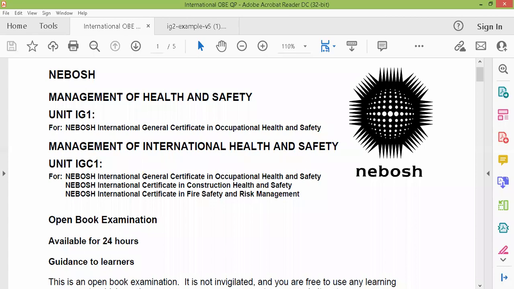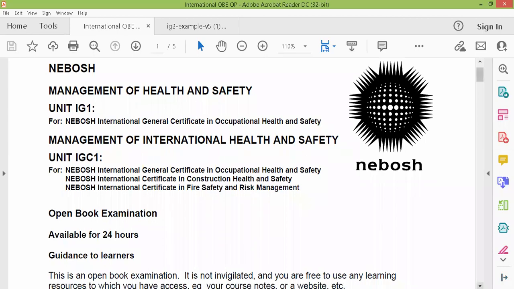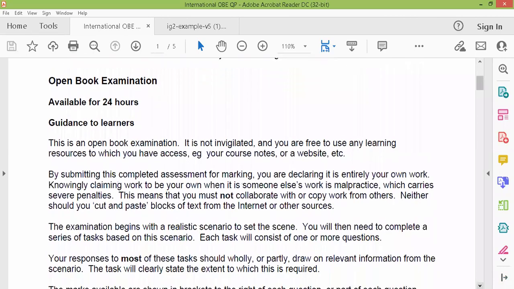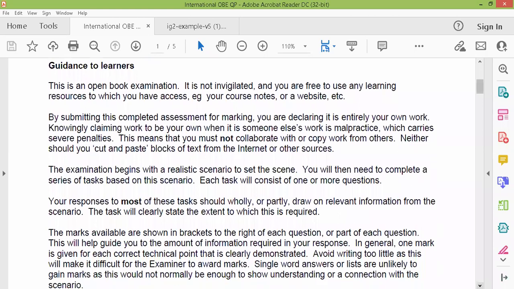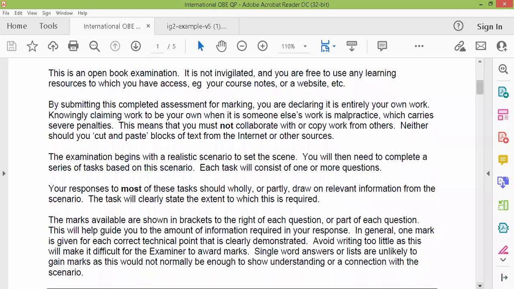For this paper, we will use 3,000 words. And for every mark, we need one technical point. For 1 mark, we need 1 technical point.